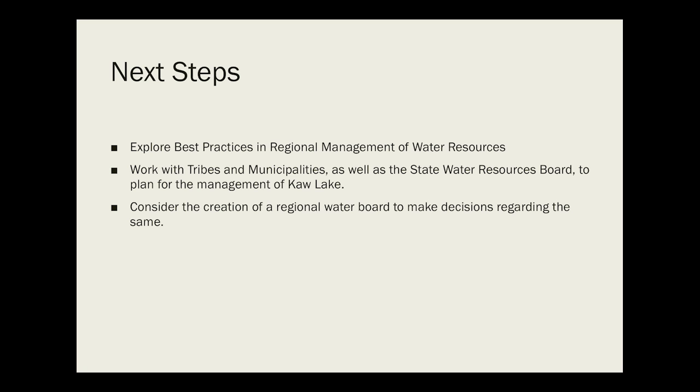The first next step then is to explore best practices in the regional management of water resources. This is critical, and the Kaw Nation is ready to have the conversation with both tribal partners and municipal partners, as well as the state, to come up with a water management plan for Kaw Lake, which seems critical as it is vulnerable to the impacts of climate change. Part of this may be considering the creation of a regional water board to make formal decisions regarding the use of water in Kaw Lake.